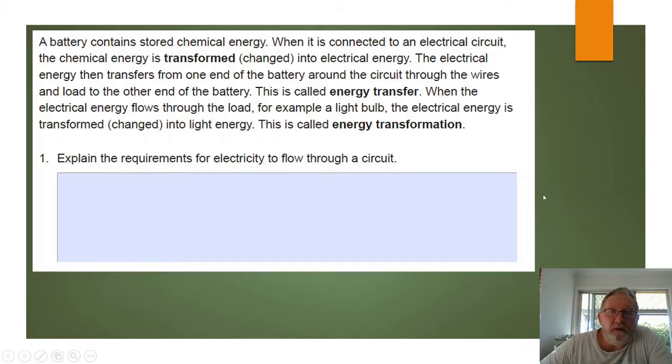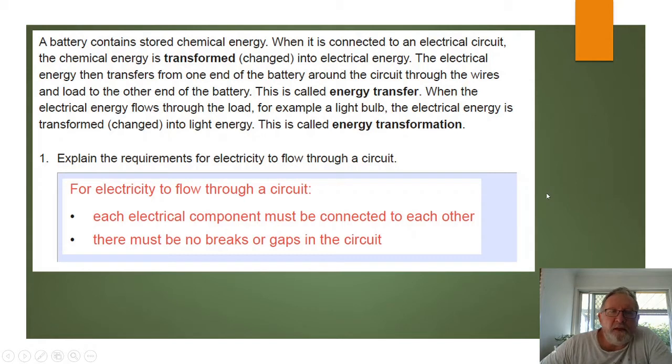Okay, let's see how my definition compares to yours. For electricity to flow through a circuit, each electrical component must be connected to each other. Now that's very important. Everything must be connected. If there's a break in the connection, electricity will not flow, and therefore it's not a complete circuit. So there must be no breaks or gaps in the circuit. Now you might have mentioned it needs an energy source, and you're not wrong, it does. But if we're looking at what it needs to flow, then the very important element to remember is that there are no gaps or breaks.